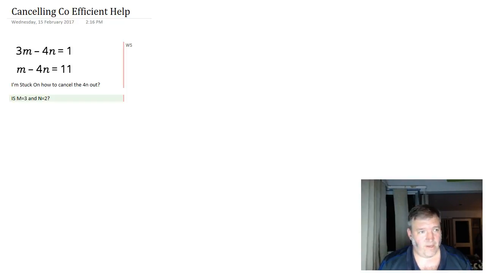G'day guys, back with another simultaneous equation problem here. You could use elimination or substitution, but look, we've got cancelling coefficient help, and it's much more fun to use elimination. We know it's going to be faster. So I'm just going to write the equations out again over here.